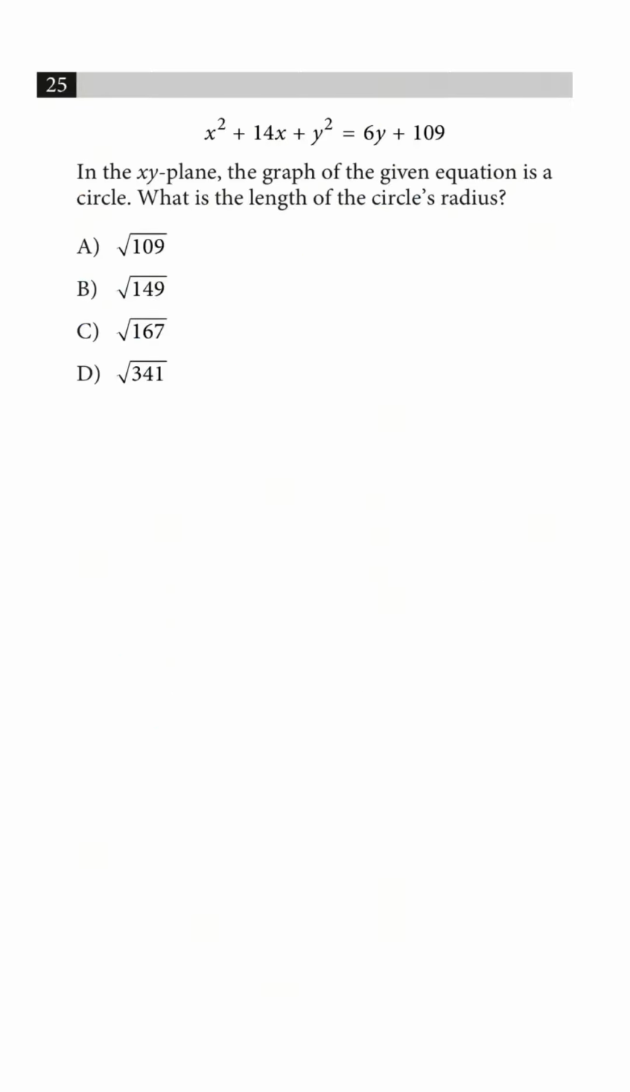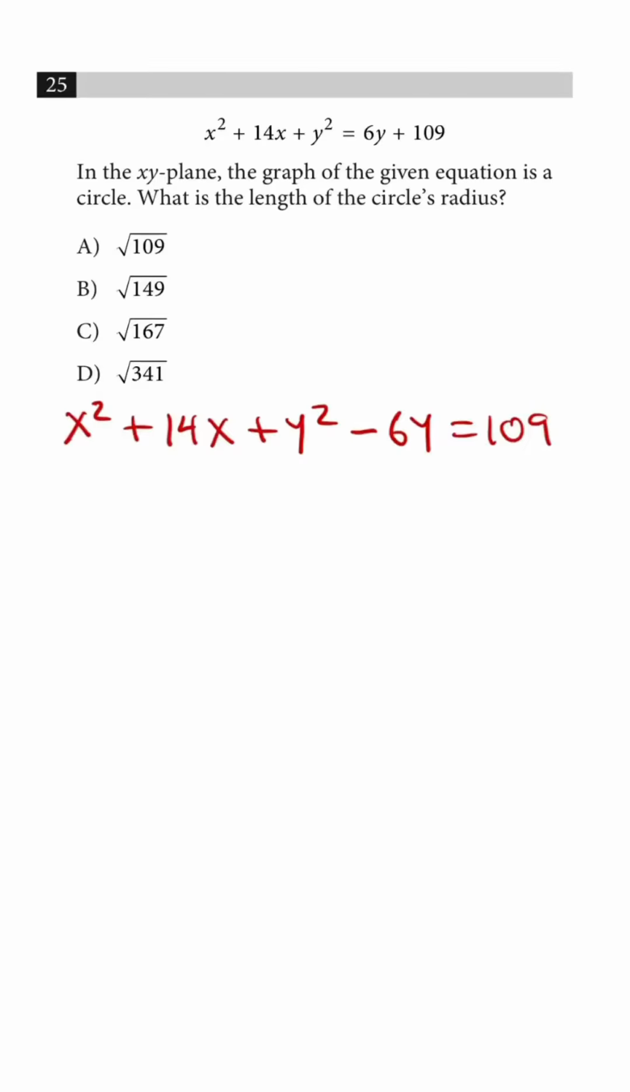Now let's check out this SAT question. We are given the equation of a circle and asked to find the circle's radius. We can do this by writing the equation in standard form, which involves using a technique called completing the square. First, we need to subtract 6y from both sides so that all of the variable terms are on one side and the constant term is on the other.